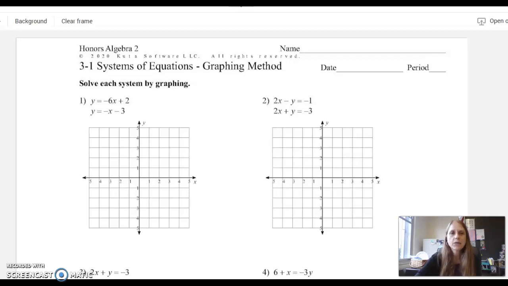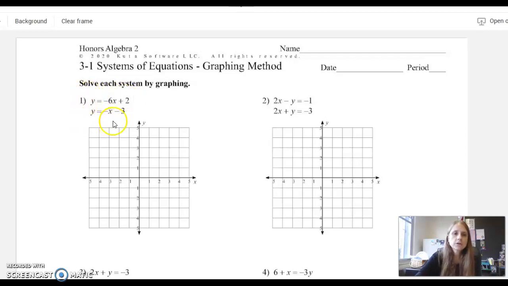Hey guys, this is lesson 3.1, solving systems of equations using the graphing method. So what you do here is you're trying to find the ordered pair, the x and the y, that are going to make both of these equations work. So using the graphing method, what you do is you graph them.